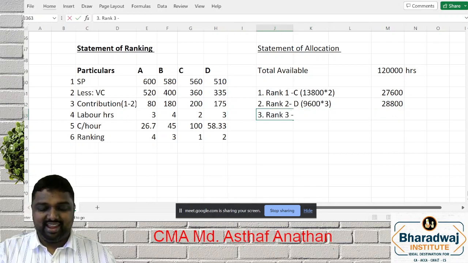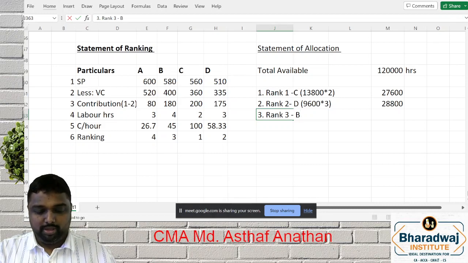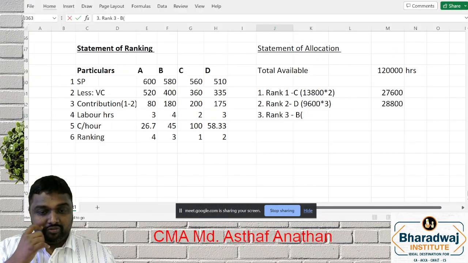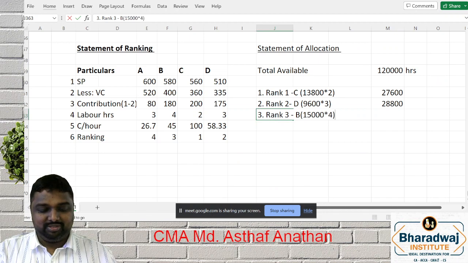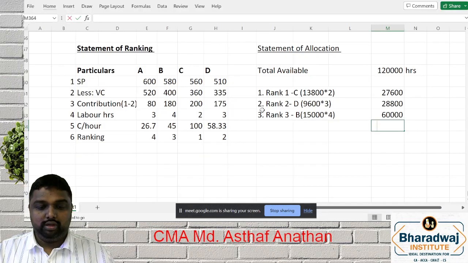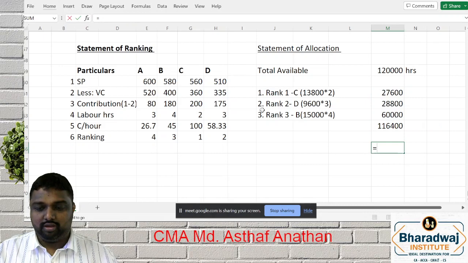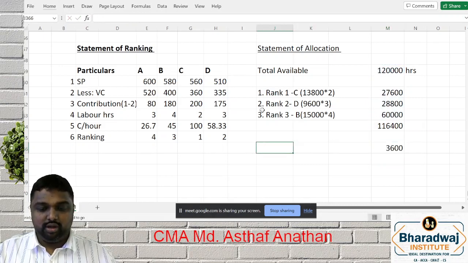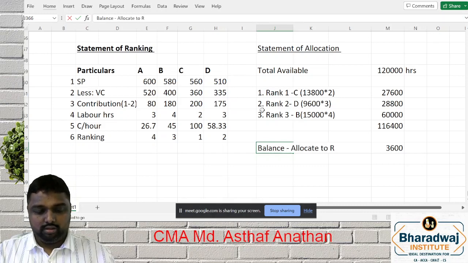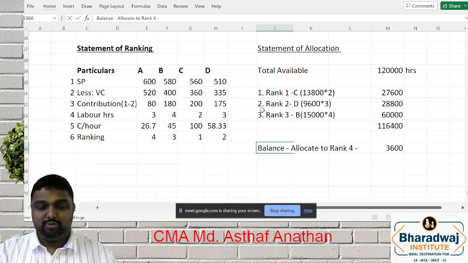Next rank 3. Who is rank 3, my dear friends? B. What is the demand of B? 15,000 into 4. So what will you take? 15,000 into 4. You will take total. This is the allocation so far. What is the balance, my dear friends? See, this is the only balance. This balance we will allocate to what? Rank 4.